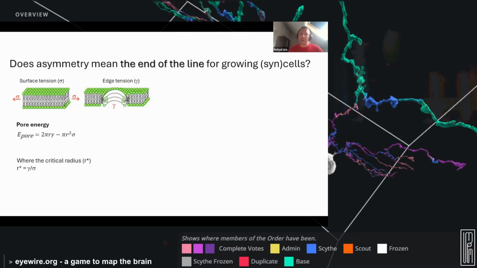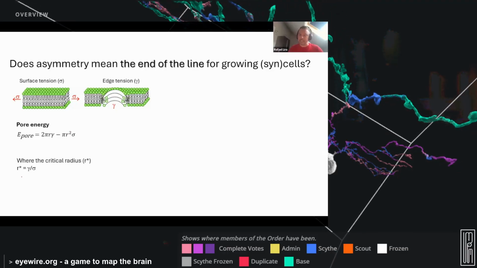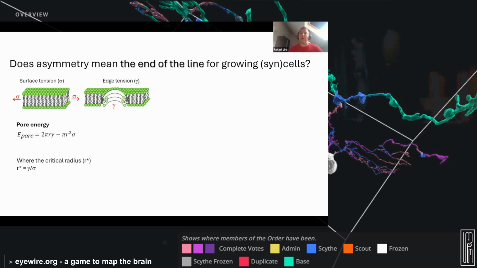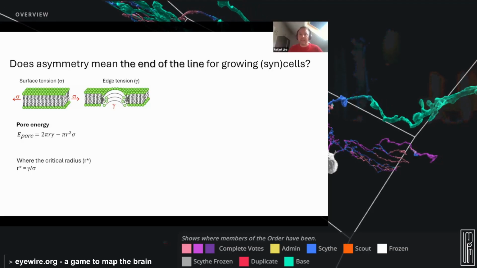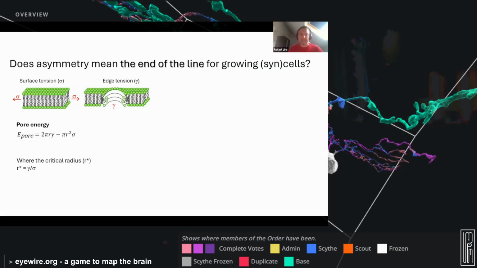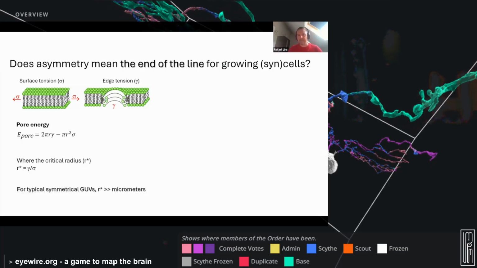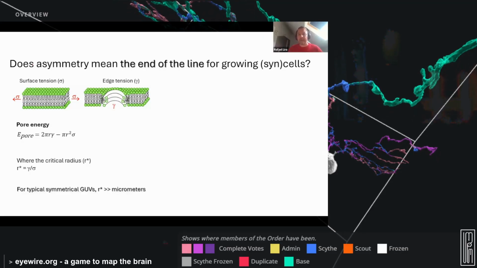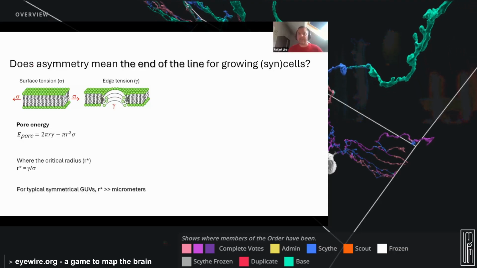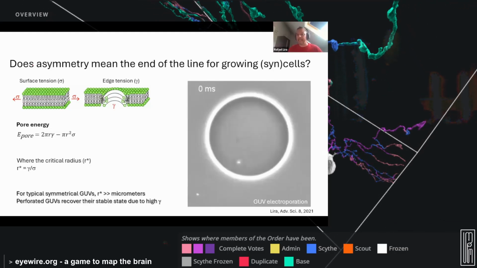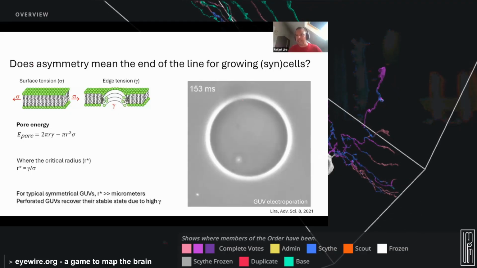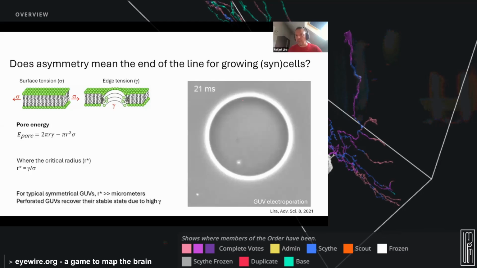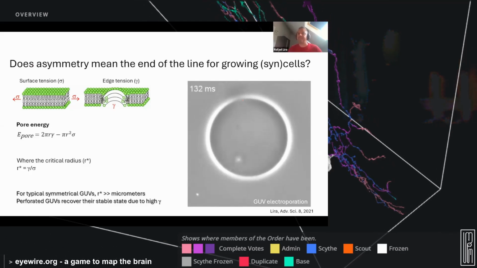And this also creates the so-called critical radius. The critical radius is the size of the pore below which a pore is stable and it will close spontaneously, and above which it will induce indefinite growth and membrane collapse. The critical radius is a ratio of the edge over the surface tension. So for typical symmetrical GUVs, the critical radius is very large, so you can porate a GUV forming very large pores. This is the case of GUV electroporation. We create very large pores in the GUV, and the pores here will spontaneously reseal. So pore formation in the lipid-only membrane is a self-resealing process.